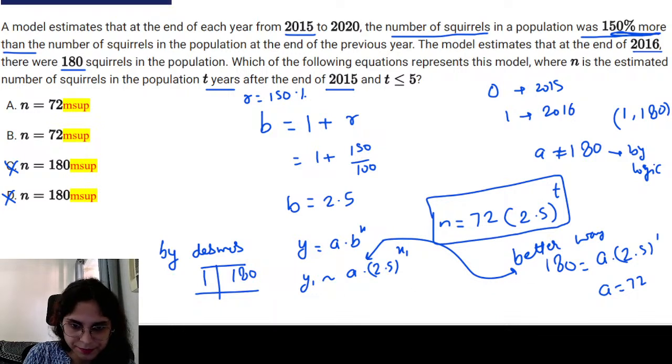Alright. So that is question number 38. Next is 41. Is going to be on page number 42.